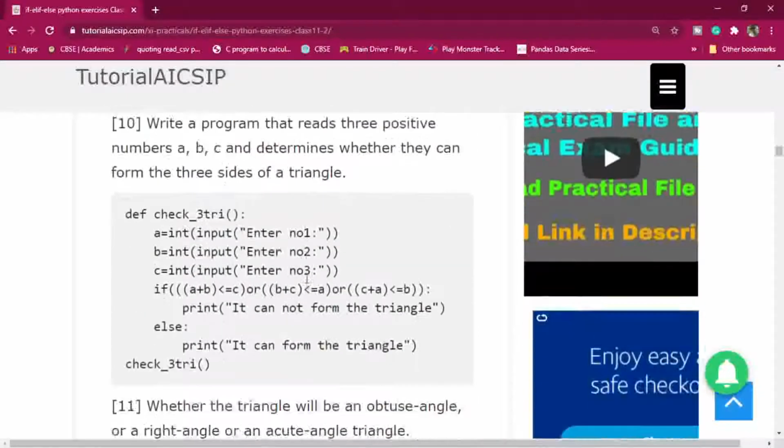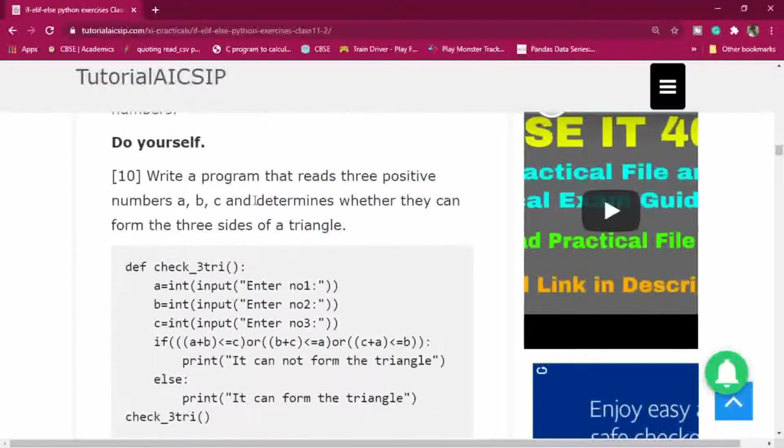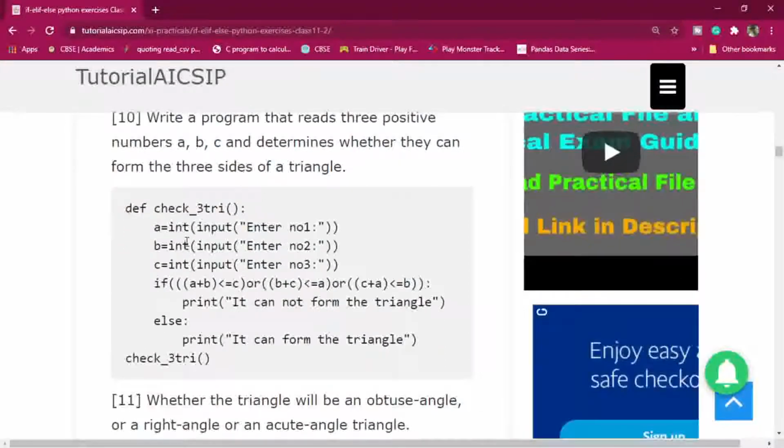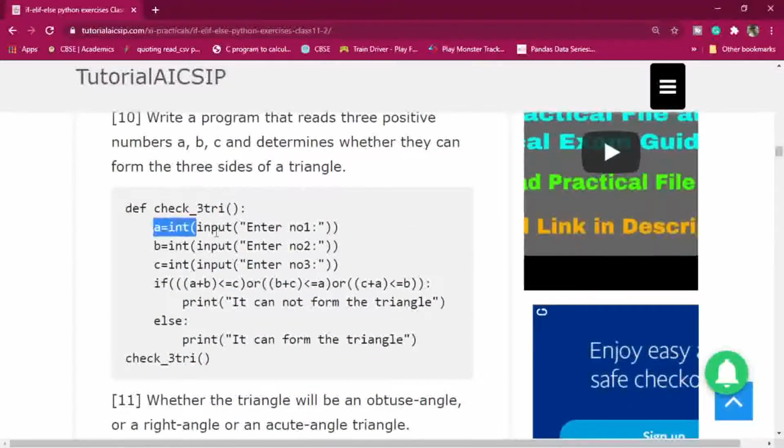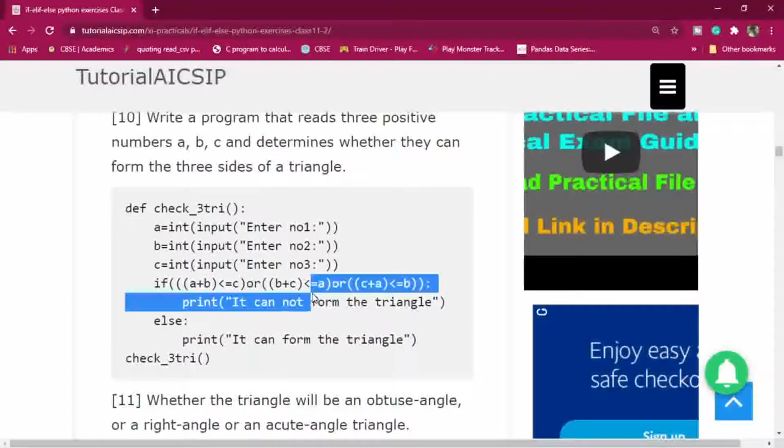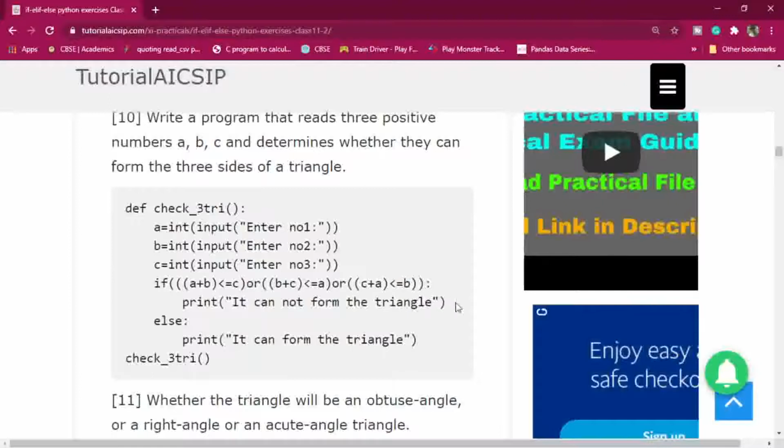Now this program is something related to maths. Here, check for a triangle: read 3 positive numbers A, B, C and determine whether they can form the three sides of a triangle or not. Simply, here I have used A equal to enter number 1, B enter number 2, C enter number 3. Then, how can it be considered whether it can form a triangle or not? First, A plus B less than or equal to C, or B plus C less than or equal to A, or C plus A less than or equal to B. So this is one condition.